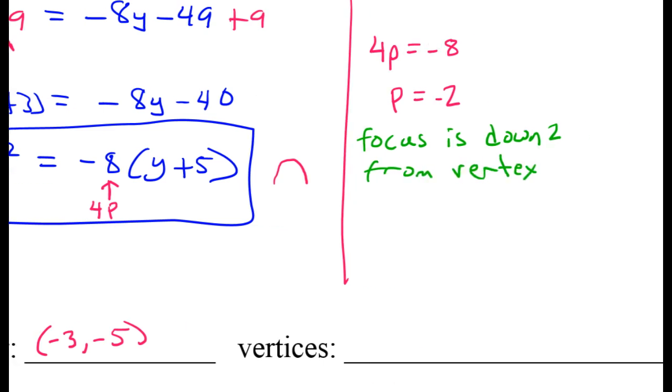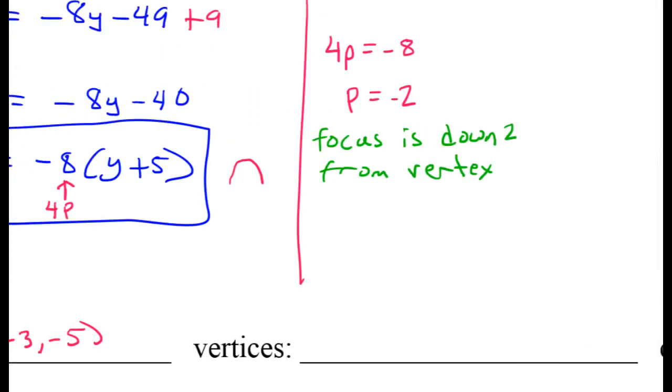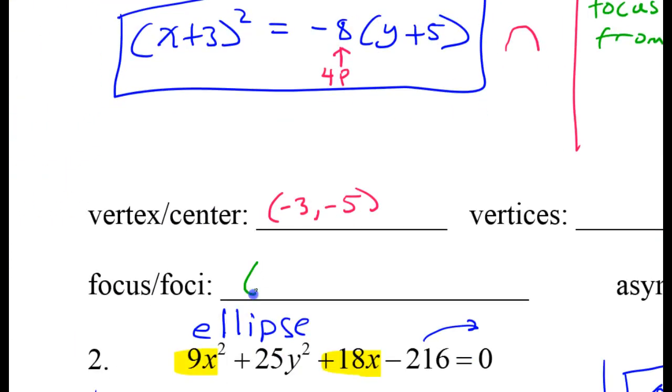Alright, so let's take another look at that picture. So if here's the vertex, that means the focus is going to be right here. So the coordinates are negative 3 comma negative 7. So let's write that down. So the focus is negative 3 comma negative 7.